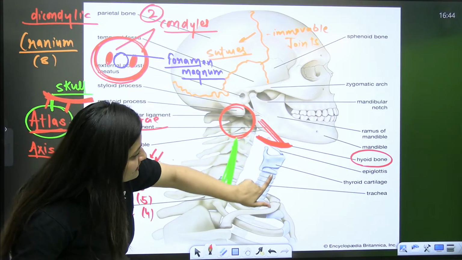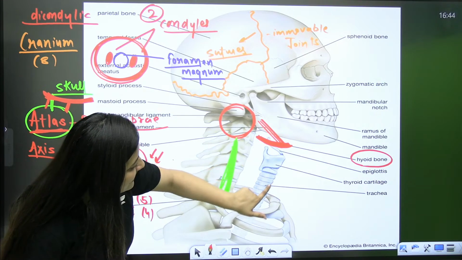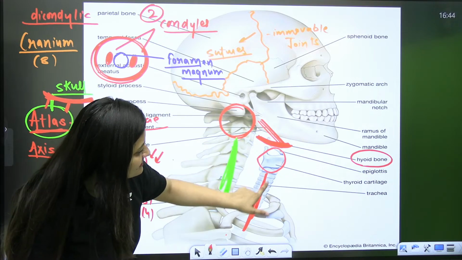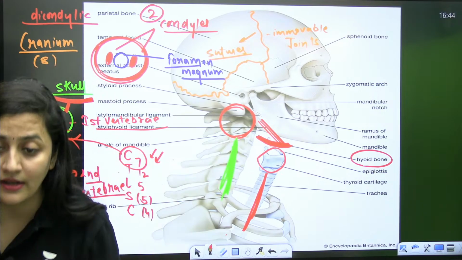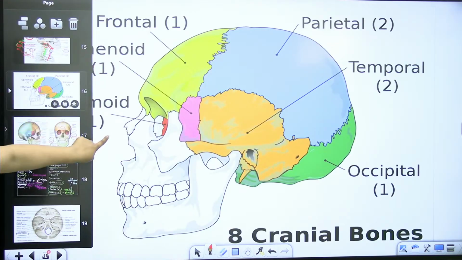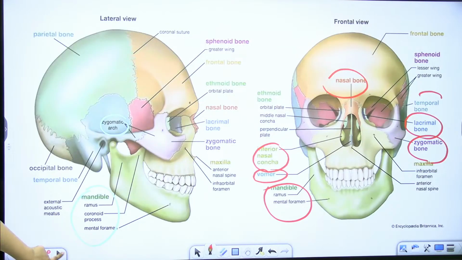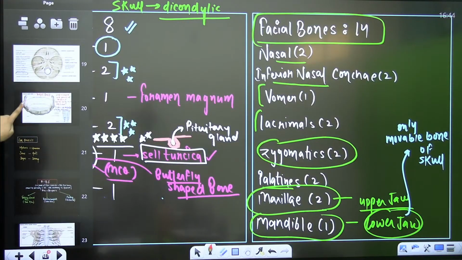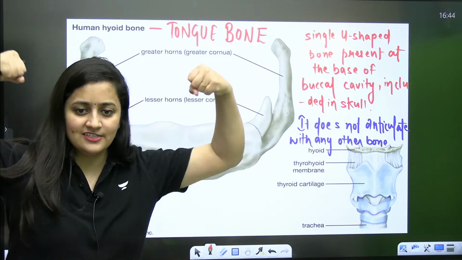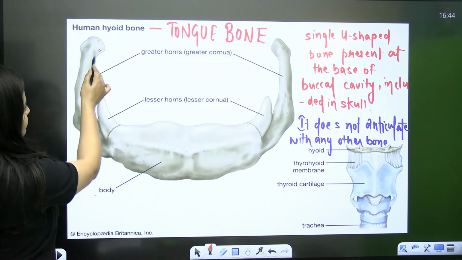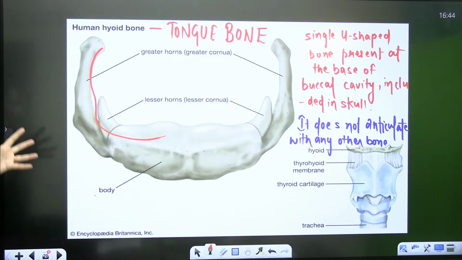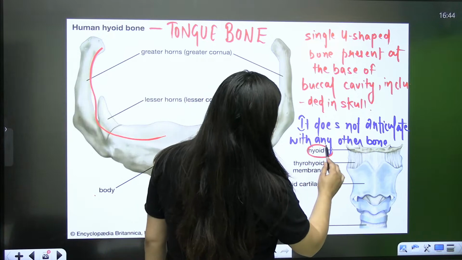Look at this part. This part here shows your larynx, this part shows your trachea, and this is the epiglottis as well. So it's interesting, right? See the 8 cranial bones here, the facial bones here, and the tongue bone here. This is that solid tongue bone. It is the human hyoid bone. Look at this hyoid bone.